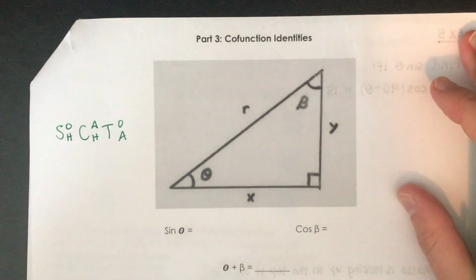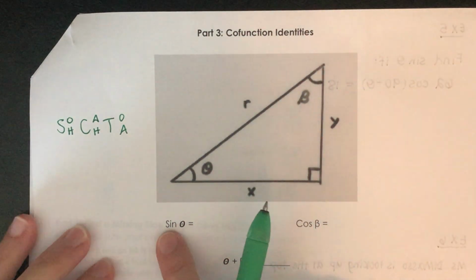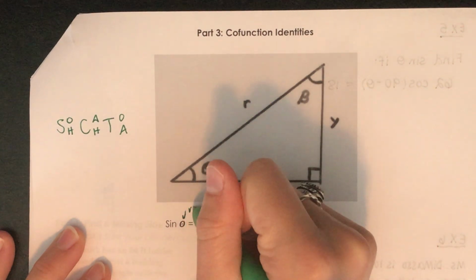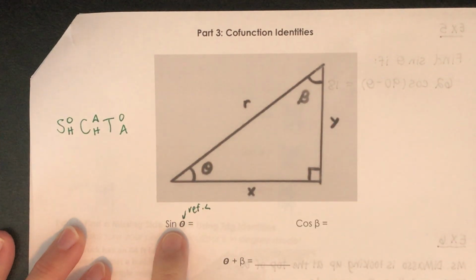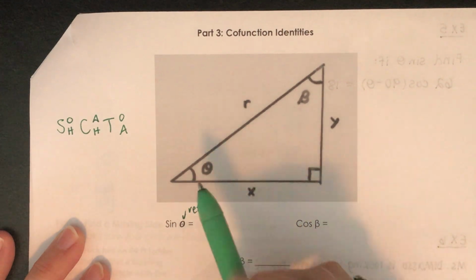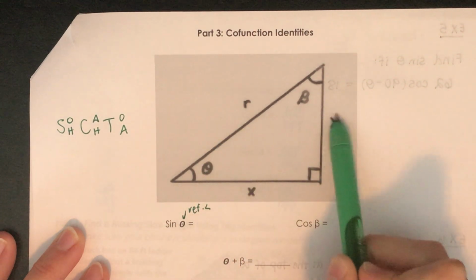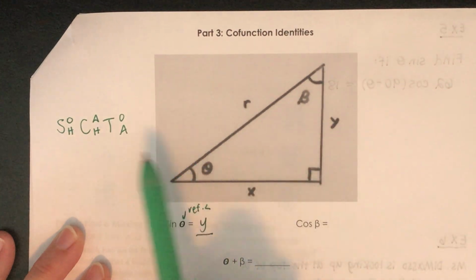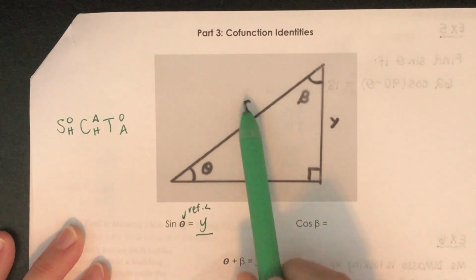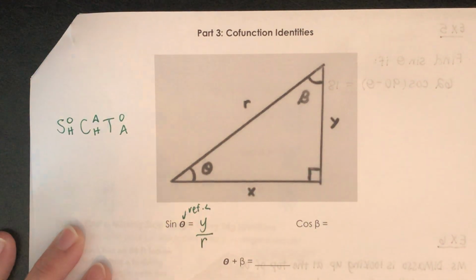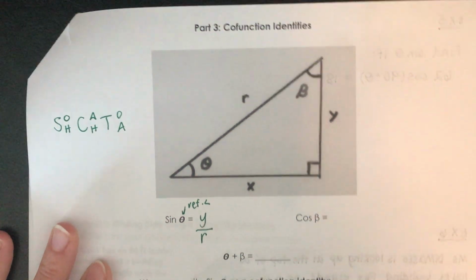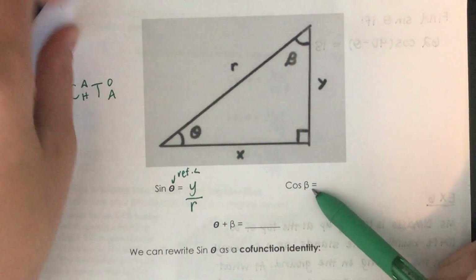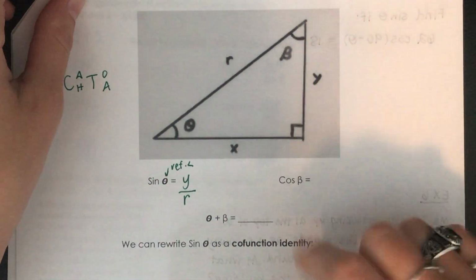All right. Now, the first one says the sine of theta. So if I'm looking from theta, as though theta is my reference angle, sine means opposite over hypotenuse. So if I go opposite, I have a y term. If I go to the hypotenuse, that's across from the 90, I have an r term. Y over r.